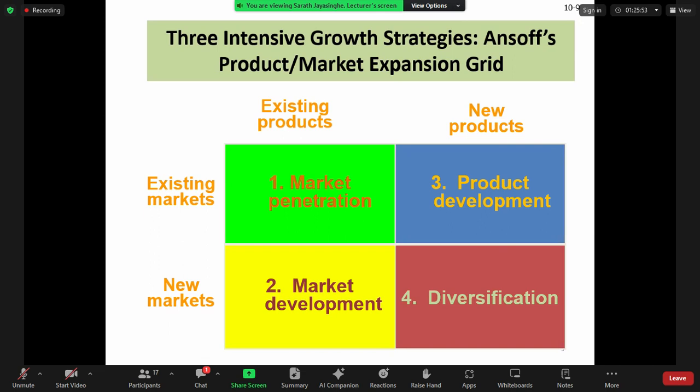So, making more sales to current customers without changing its products.